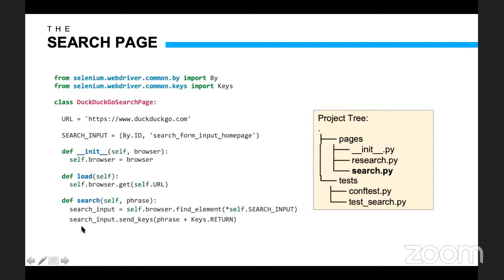And then once I have that element, I can say search input send keys for my phrase plus the return key. What that would do is simulate the user typing out the text of that phrase and then hitting the return key to commit the search.